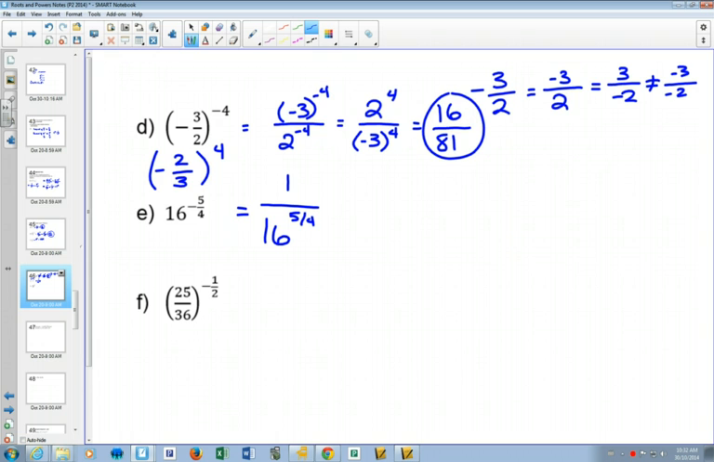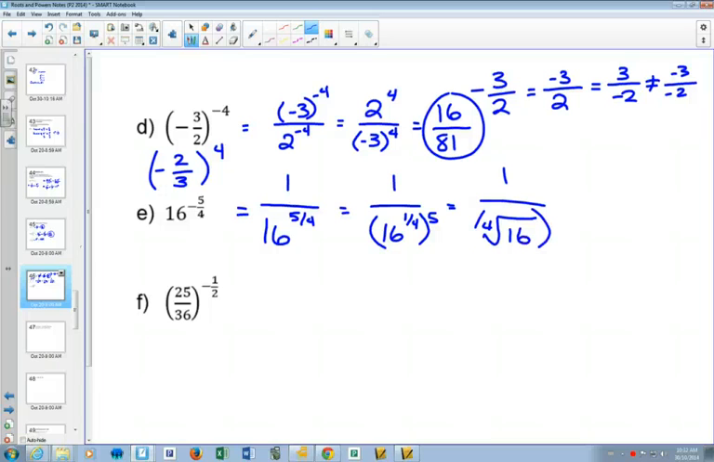Again, what did we do with fractional exponents yesterday? Yesterday we said if I have a fraction as an exponent like 5 over 4, I could rewrite it as 1/4 to the 5 because that's the same as 5/4. And 16 to the 1/4 is the same as the 4th root of 16. And since we know the 4th root of 16 is 2, we have 2 to the 5, which gives us 1 over 32.